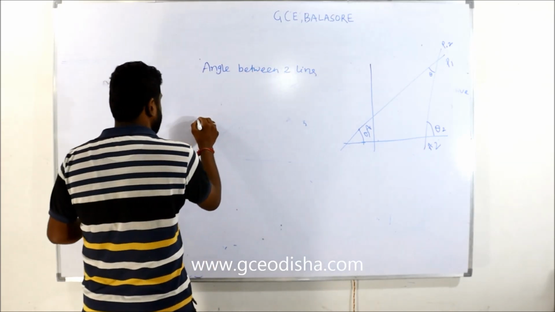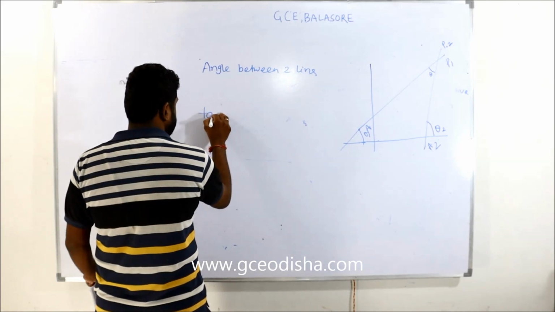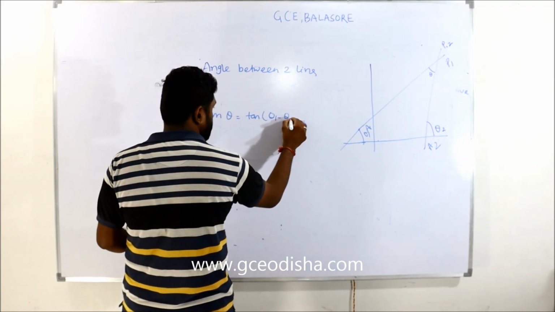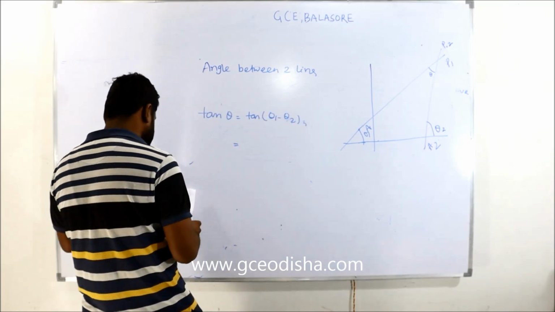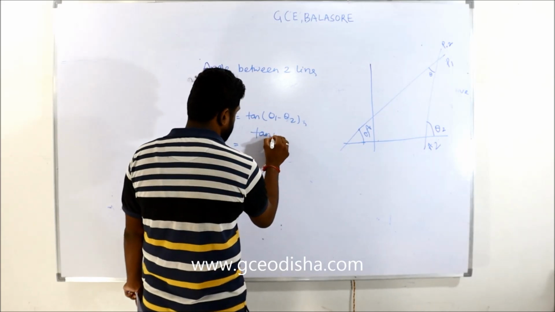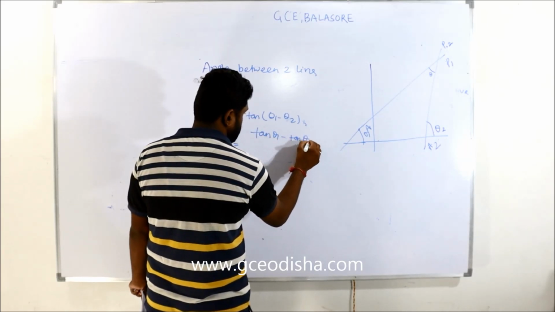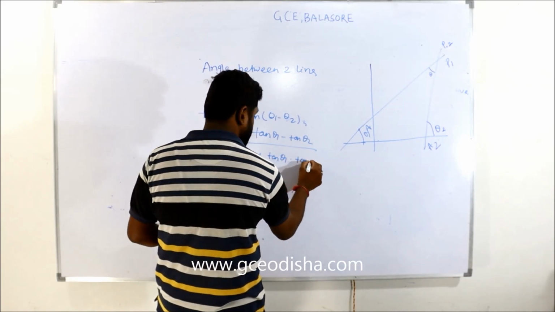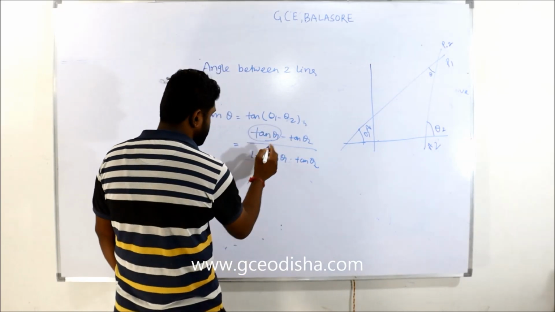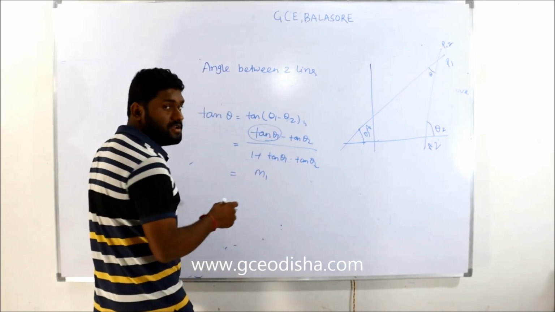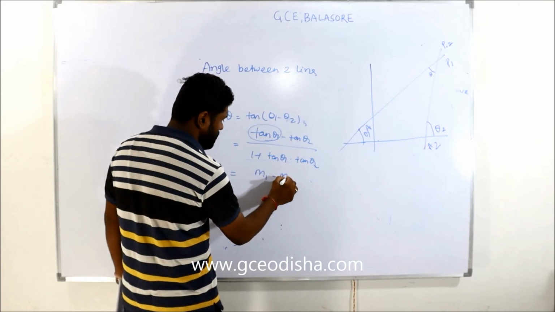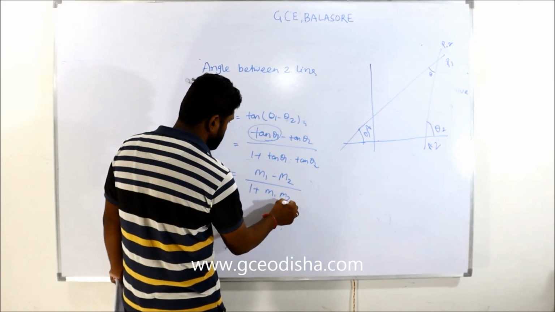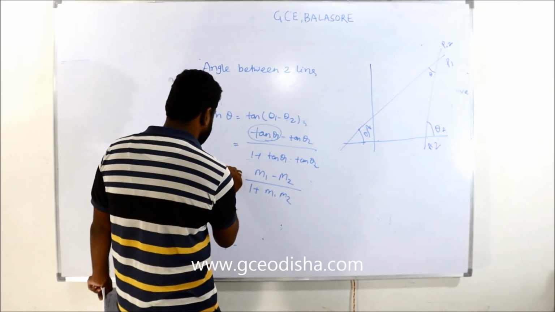The angle between two lines: tan theta is equal to tan of (theta 1 minus theta 2), that is tan A minus tan B, which comes as (tan theta 1 minus tan theta 2) divided by (1 plus tan theta 1 into tan theta 2). What is tan theta 1? This is the slope of line 1, that is m1. And what is tan theta 2? This is the slope of line 2, that is m2. That is 1 plus m1 into m2. This is tan theta, right?